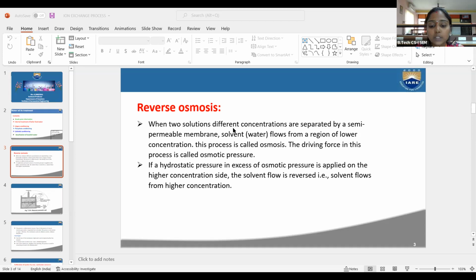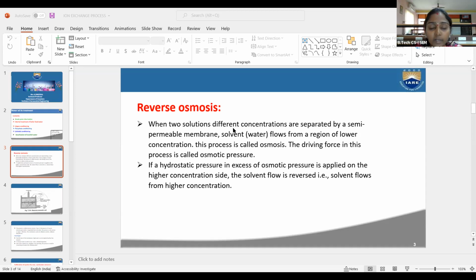Okay, so here osmosis. What is the definition of osmosis? Osmosis, when two compartments containing solutions of different concentrations are separated by a semi-permeable membrane, the solvent moves from lower concentration to higher concentration.